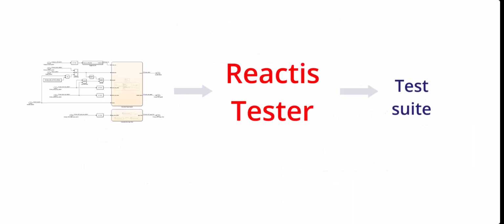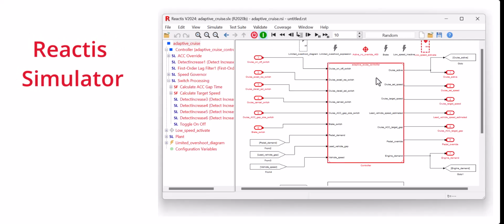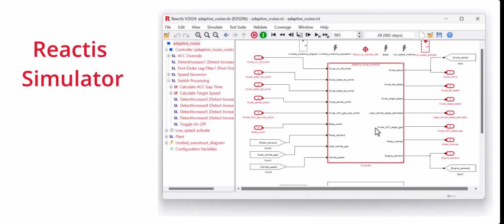So far, we have focused on generating tests with Reactis Tester. A second component of Reactis is Reactis Simulator, a simulation environment for Simulink models. With Simulator you can run your tests interactively and observe how your model responds. After enabling Simulator and loading a test suite, simulation is managed from a simple set of controls in the toolbar.